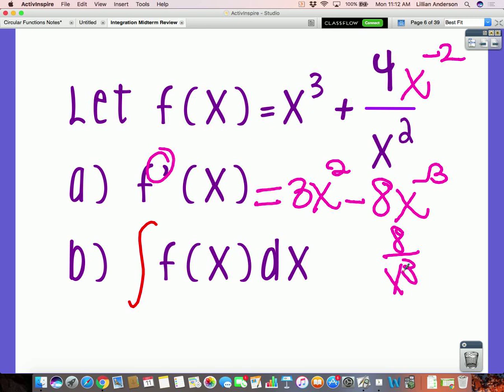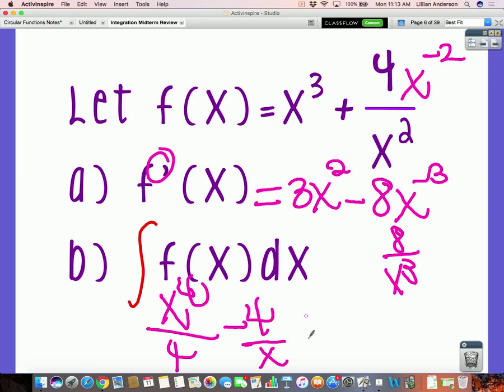The antiderivative, though, we're going the other way. We add 1 and divide. So you should have x to the 4th over 4. And then, what would the second half be? Minus 4 over x. Very good. Because you add 1, and that gives you a negative 1 at the top. Then you have to make it positive, bring it down. And then, of course, you can't forget your plus c.